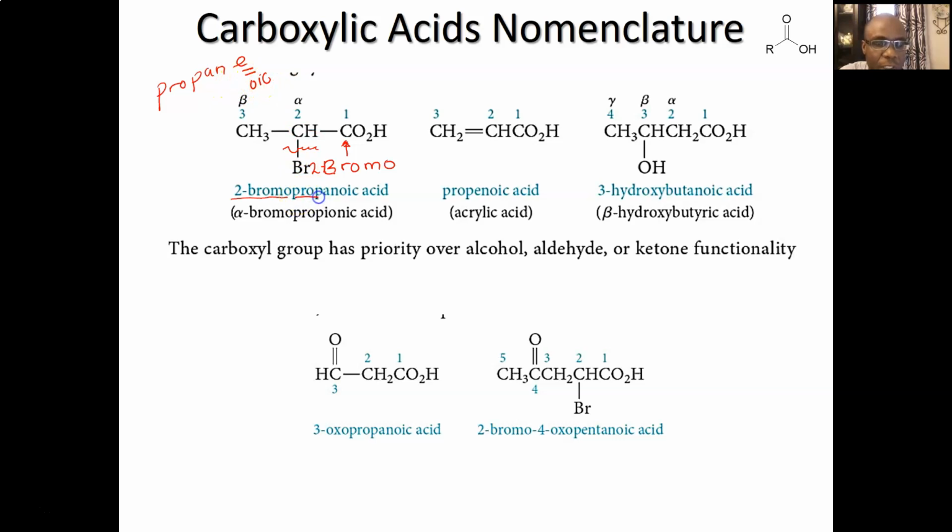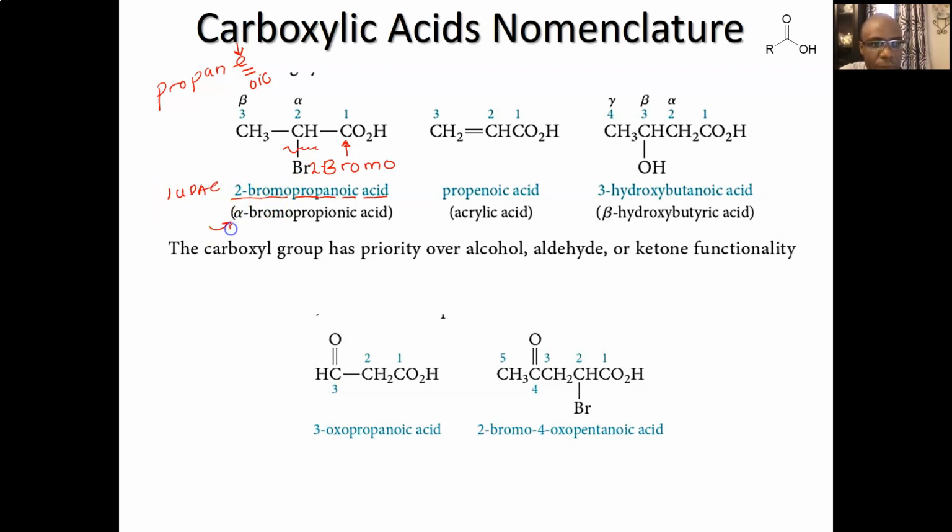So prop for 3 carbons on the longest chain containing the carboxyl group, and then you include the propane, and then oic replacing the E in alkanes. But you still have to say acid because a carboxyl is an acid. So it's 2-bromopropanoic acid, and that will be the IUPAC name.